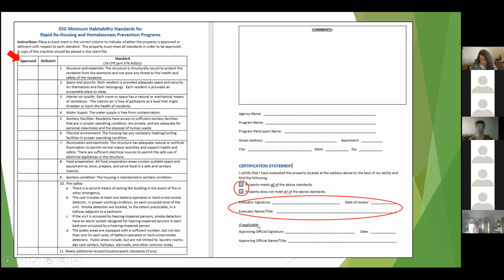This form does have an approving signature. This isn't required. It's just if your agency wants to use it. Usually it's the caseworker who's doing the evaluation, and if you want it signed off by someone else, they can. But when I'm looking at it, I'm only looking for the evaluator.